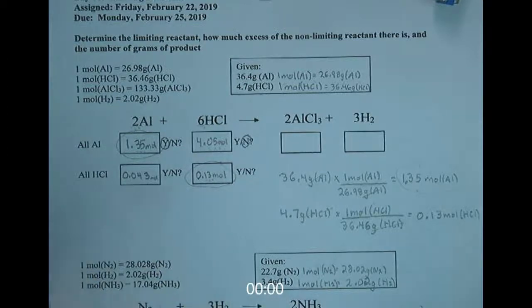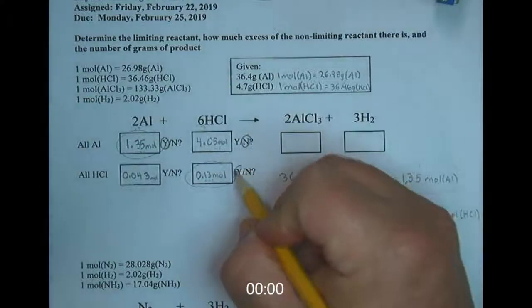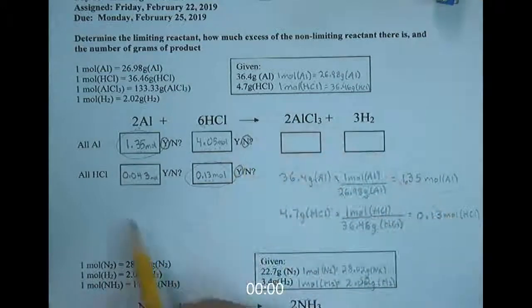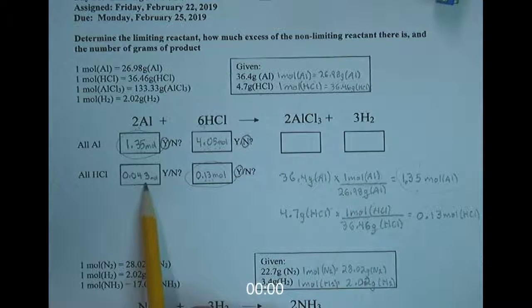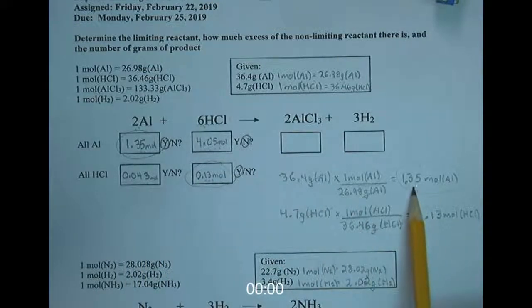Let's keep going, and then we'll draw our conclusions here. Do we have at least 0.13 moles of hydrochloric acid? Yes, that's the amount we were given, so the answer to that one is yes. And over here, do we have at least 0.043 moles of aluminum? Well, yes, we have a lot more than that. We have 1.35 moles. That's a lot bigger than this number.